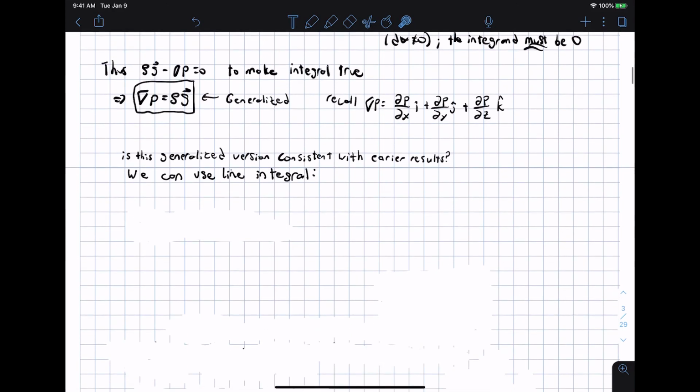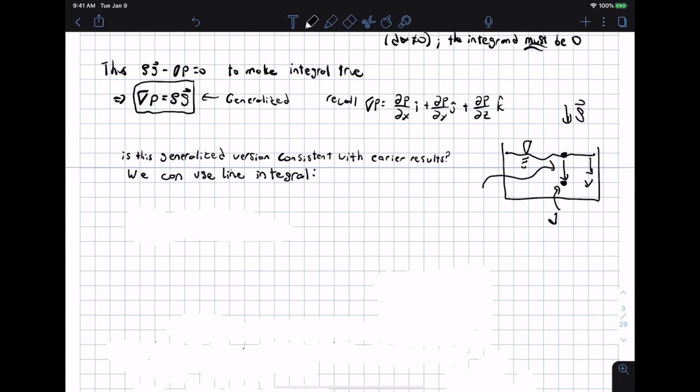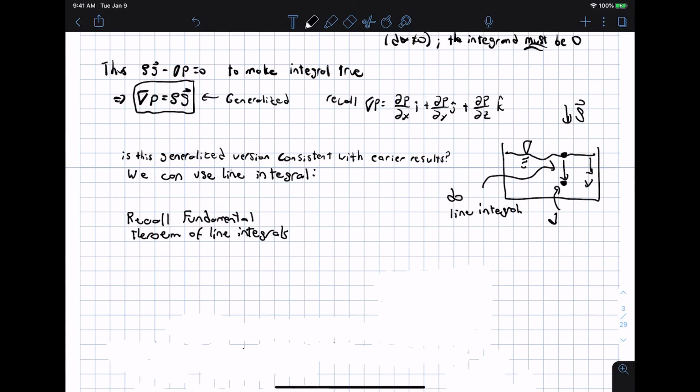Basically we can use this expression directly to find our pressure at depth d. We can do a line integral from the surface going down. Now, don't be scared when I mention the line integral. For this case, because we are assuming in this class that g is constant, the line integrals actually become very simple. But just recall the fundamental theorem of line integrals.